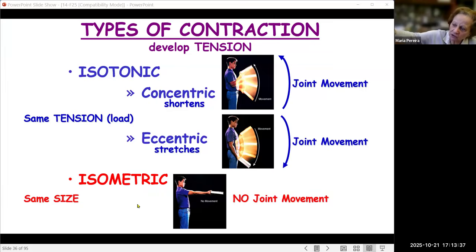So here the size doesn't change, but the tension does. It's like you're pushing against a wall. The wall doesn't move, but you can push it stronger and stronger so that the tension is increasing, but the size is not changing. That's isometric. And isometric contractions are used in physical therapy. You can choose a certain muscle and you want to exercise the muscle, so you use isometric contractions.